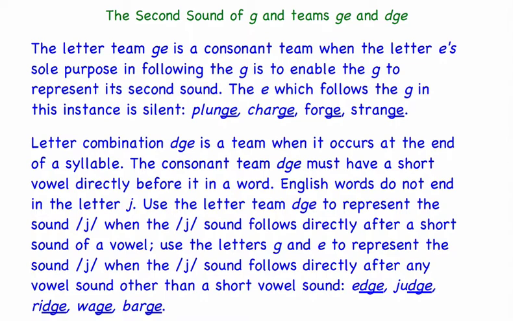And here are some examples. In the words edge, judge, ridge, we use DGE to represent the sound J, because in all three of those words we have a short vowel directly in front of the DGE team. However, in wage and barge, we do not have a short vowel directly in front of the sound J, so there we use GE instead of DGE. I'm going to dictate 7 rows of words, beginning with row 1.